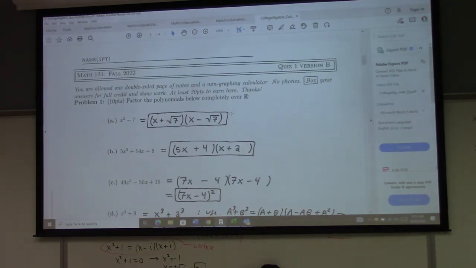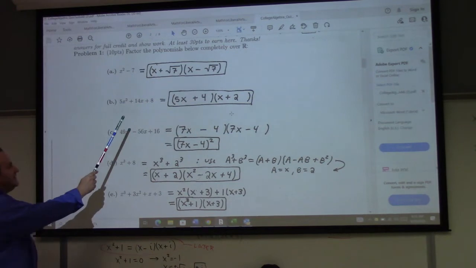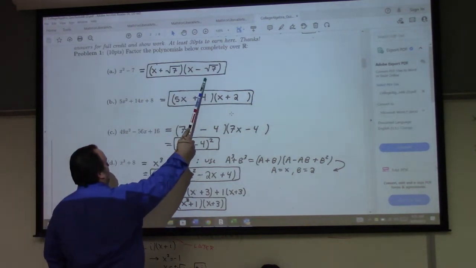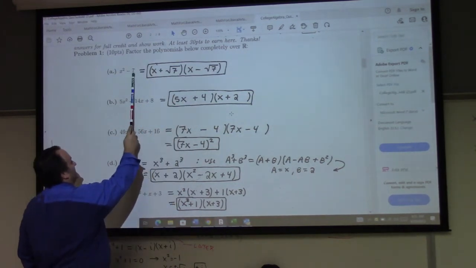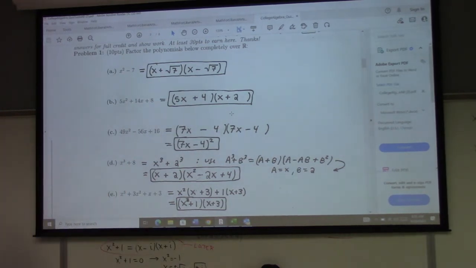Let's go back to page 1 here. So, all right. So this guy here, some of you said it couldn't be factored, right? But the thing about this is we can think of 7 as the square root of 7 squared, and so we can factor that, because we're factoring over the real numbers, right? So the square root of 7 minus the square root of 7, these are real numbers. We're allowed to use them in the factoring.